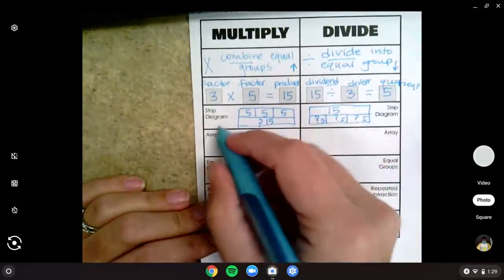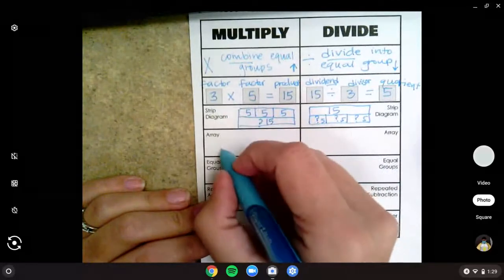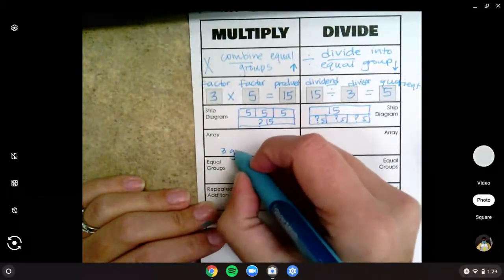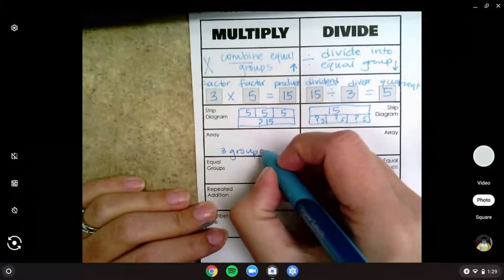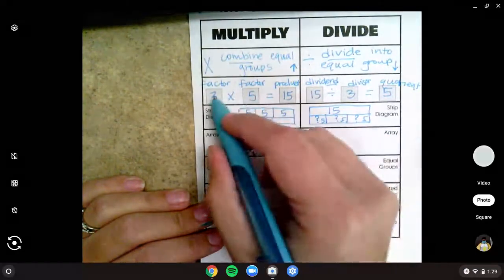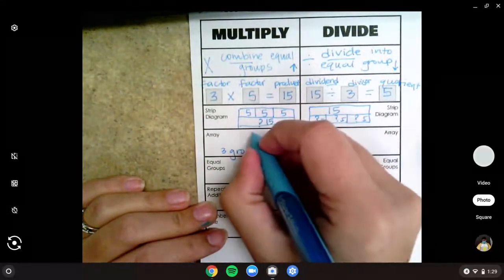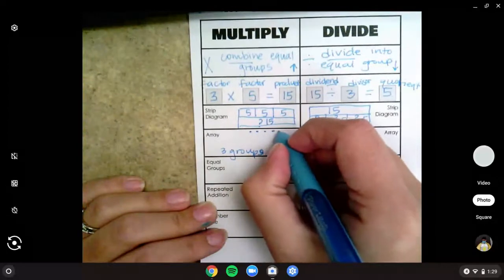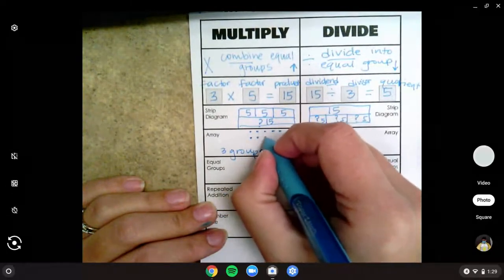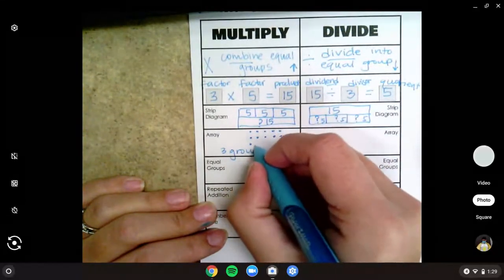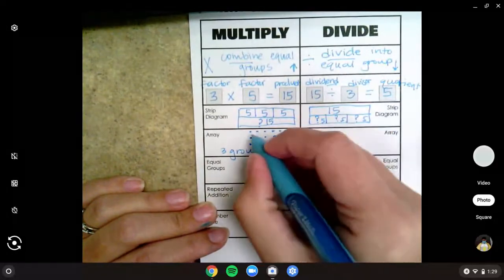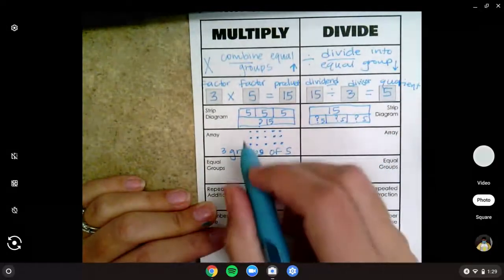When we have it the array way, we're trying to think 3 groups of 5. So we have 1, 2, 3, 4, 5. 1, 2, 3, 4, 5. 1, 2, 3, 4, 5. I got 3 groups of 5.